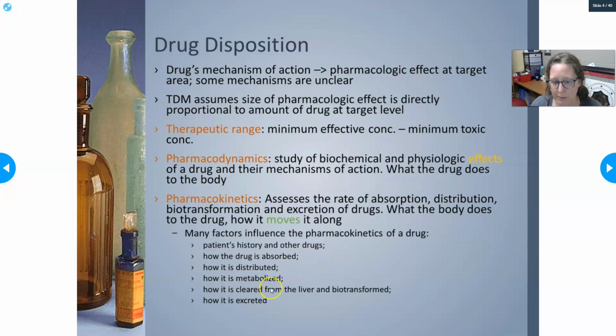How it's distributed, metabolized, all of these things, and these things can vary from one person to the next also. And so, again, what the body does to the drug, how it moves along, meaning everybody's body is slightly different, and so these processes could be different.